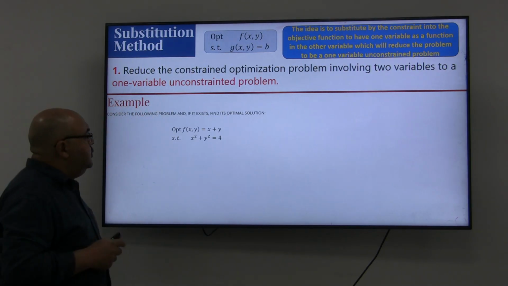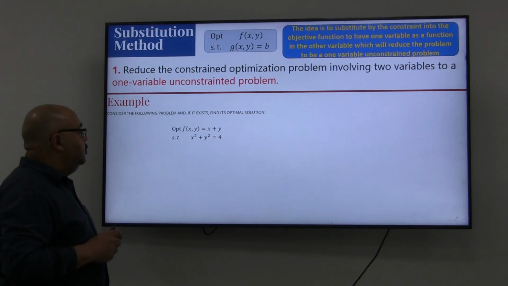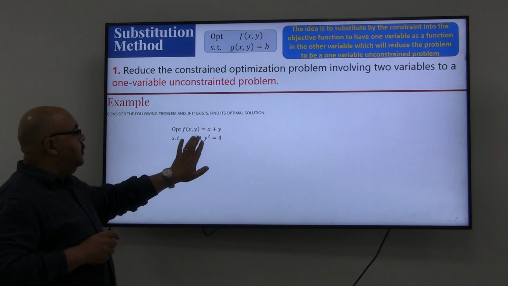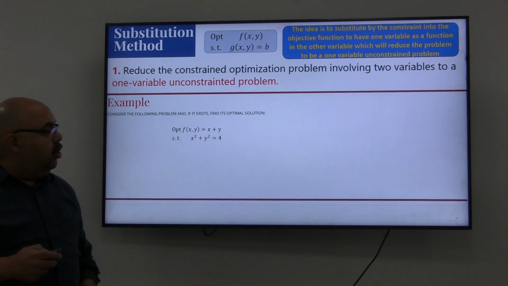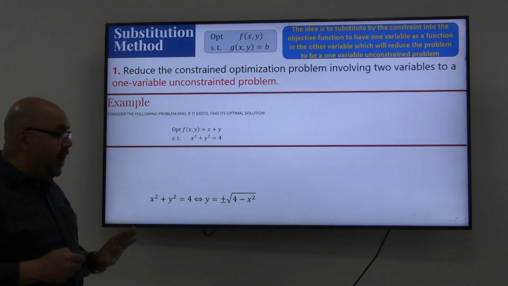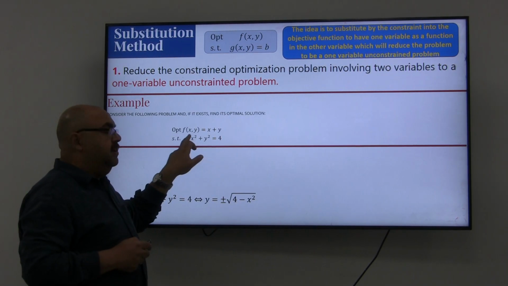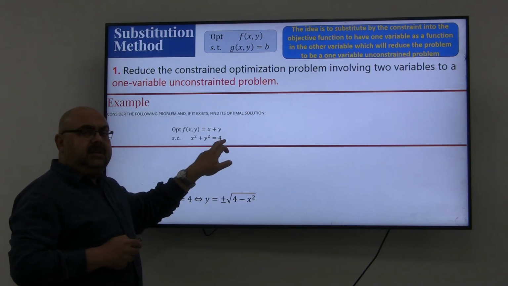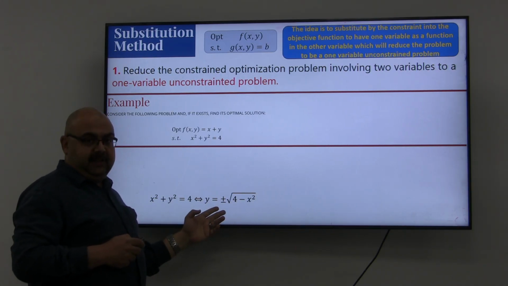So if I look at this problem, I have x plus y, which is the function required to be optimized, subject to x squared plus y squared equal to 4, which is the equation of a circle. All I have to do now is make the substitution. I can get the value of y as a function of x. So y squared is going to equal 4 minus x squared, so y is the square root of that, either positive or negative.